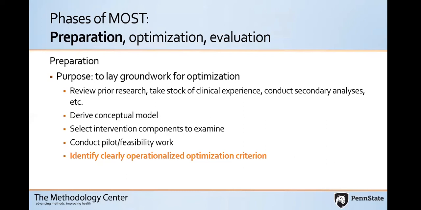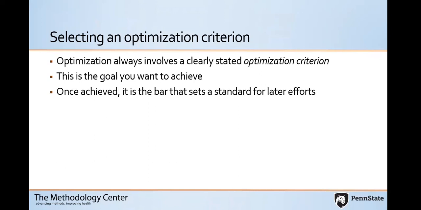So what is an optimization criterion? It's important to remember that you always need a clearly stated optimization criterion before you begin optimization. So you select it before you enter the optimization phase of MOST. The optimization criterion expresses the goal that you want to achieve. And once you achieve this goal, it sets a bar that then can be, we hope, exceeded in later efforts.